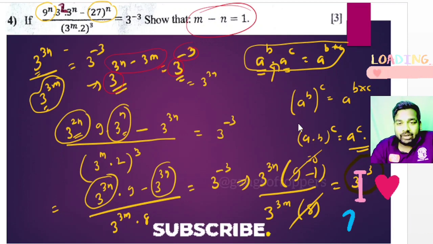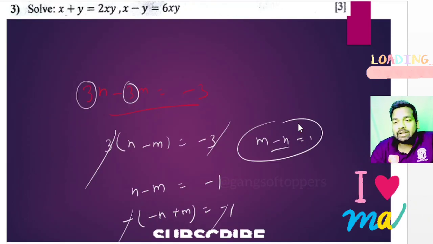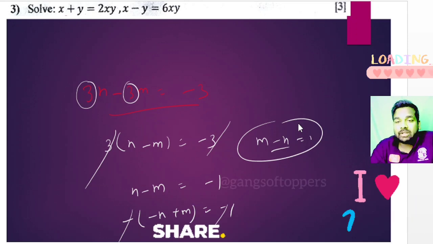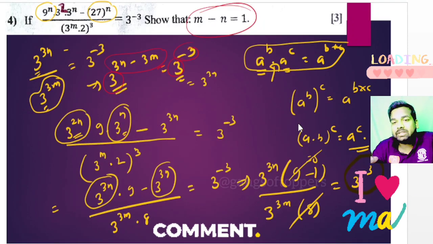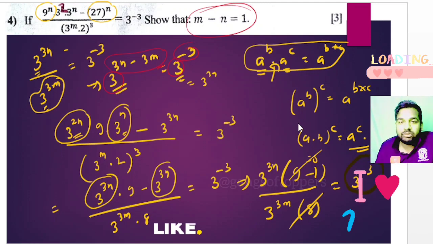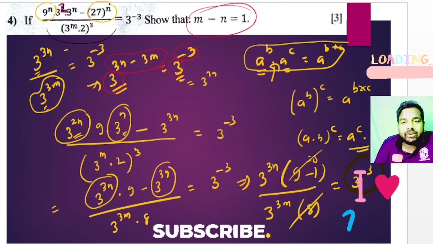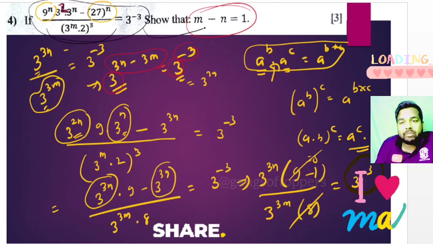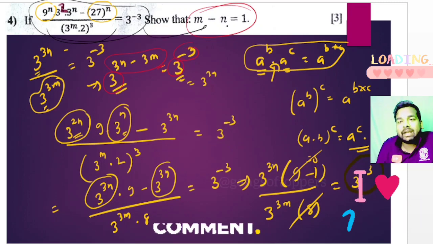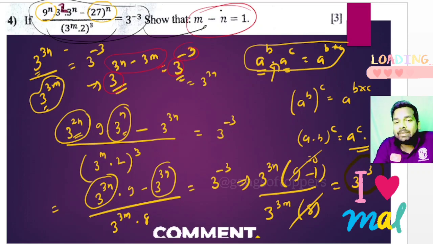Okay, so from here we have calculated that m minus n is equal to 1, and you have to prove this one. That means you are going to utilize the given condition, and you have to bring it to the form m minus n is equal to 1. I think everybody is getting the concept.